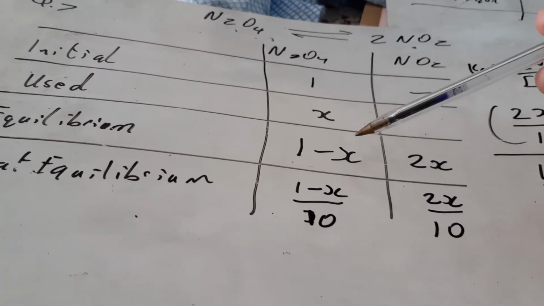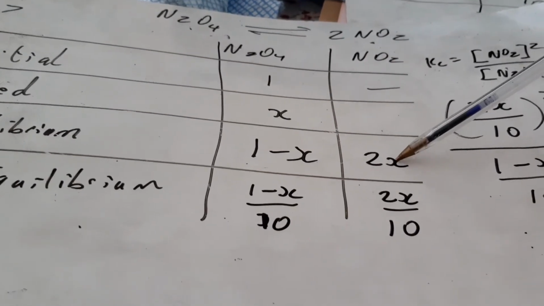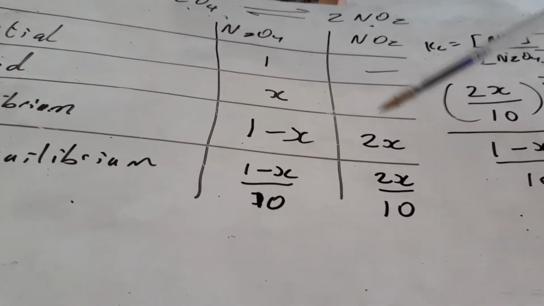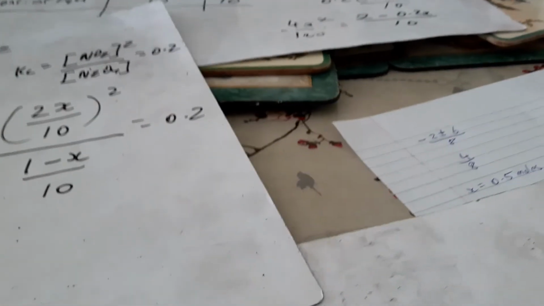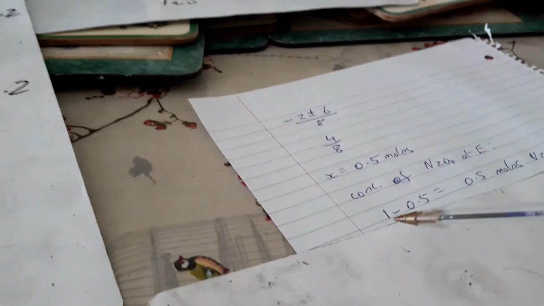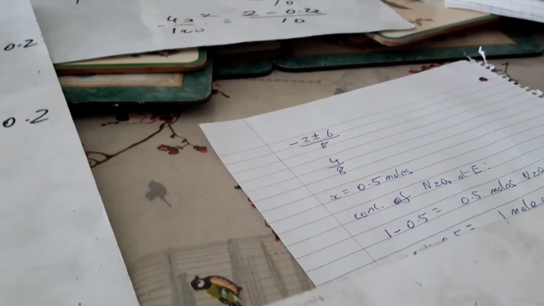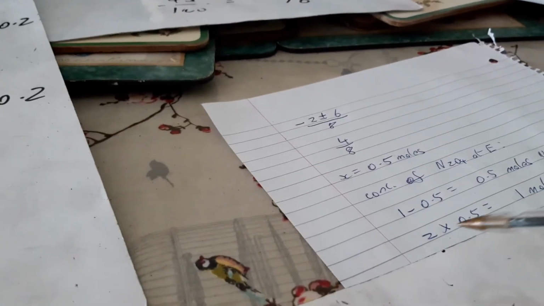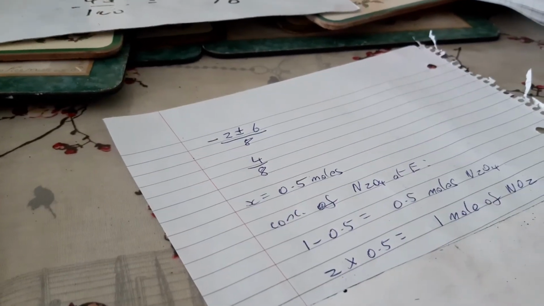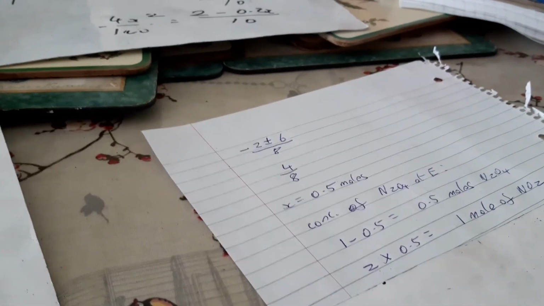And the question asks me to calculate the concentration of N2O4 and NO2 at equilibrium. So now I need to find what the value of this box is and this box is, given that x is 0.5. So that's really easy to do now. The concentration of N2O4 at equilibrium is 1 minus 0.5, which is 0.5 moles. And the concentration of NO2 is 2x, which is 2 times 0.5, which is 1 mole of NO2. All right. So that's the next type that we need to do.